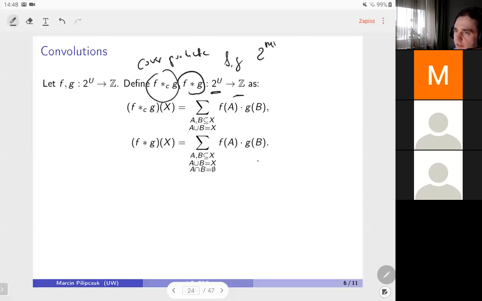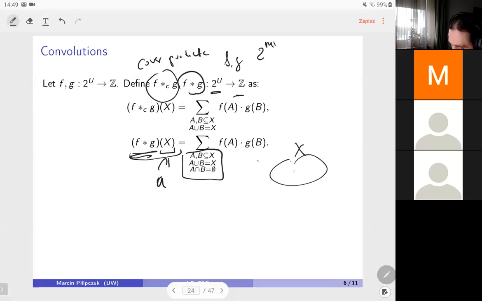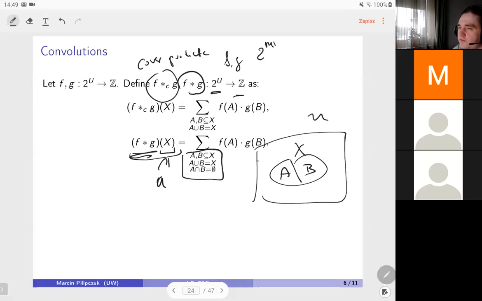Okay, and we now make the operations for them. These are the two convolutions. Let's look at the first one. If I look at the convolution and try to see what's the value of the convolution at a set x, so this is some set inside the big universe u, then I'm looking at all the possible ways of splitting x into a and b, and summing f of a times g of b.